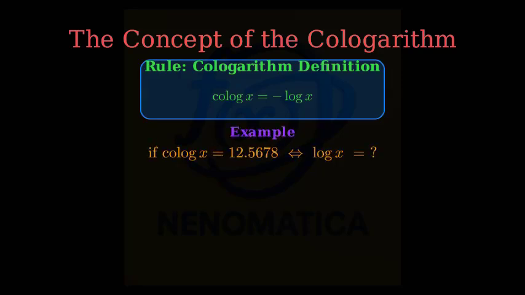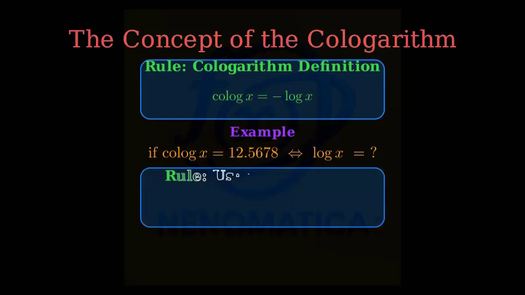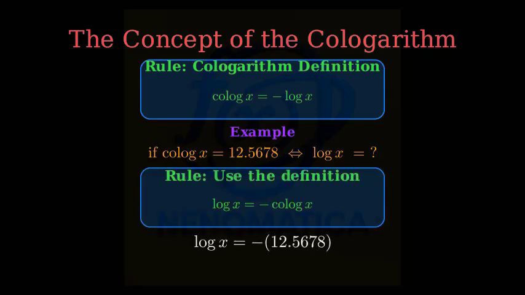If colog of x equals 12.5678, what is log of x? We'll show the steps one by one. Step 1. Use the definition. Log of x equals negative colog of x. Substituting the given value, we get log of x equals negative 12.5678.